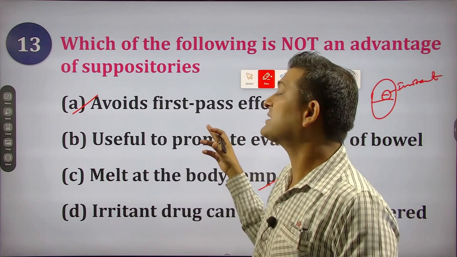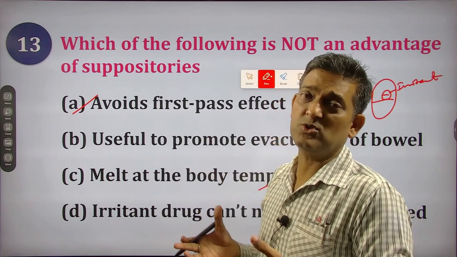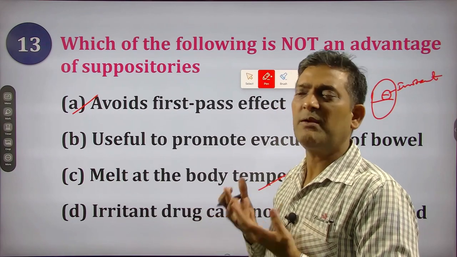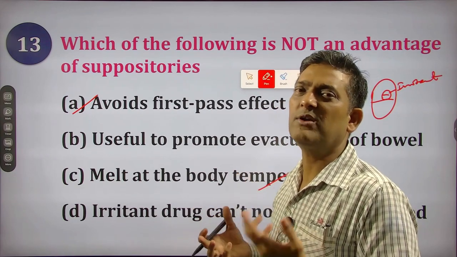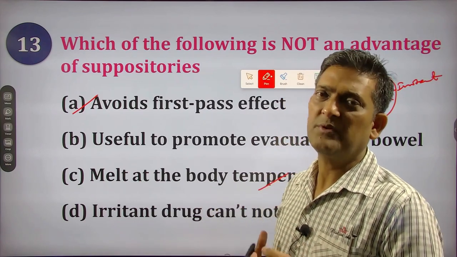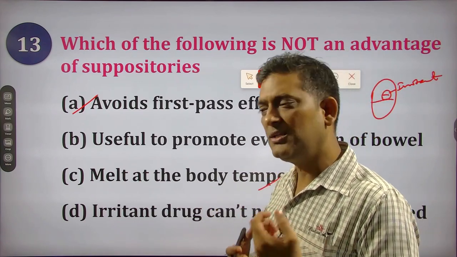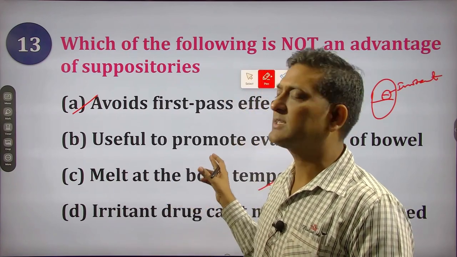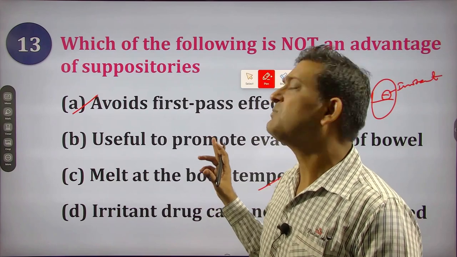But in the case of suppositories, there is direct exposure. The drug gets melted immediately at body temperature. So if the drug is irritant, certainly it will produce lots of irritation. The patient cannot tolerate it, and he or she needs immediate medication. That's why such types of drugs are avoided in suppositories.